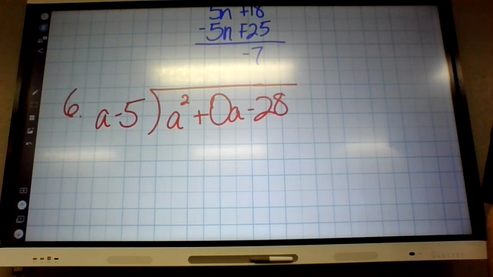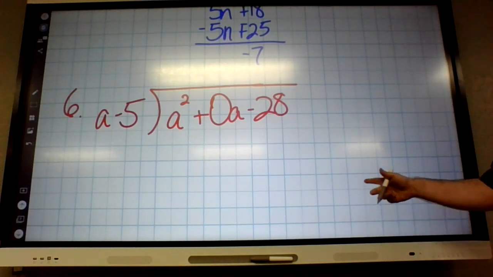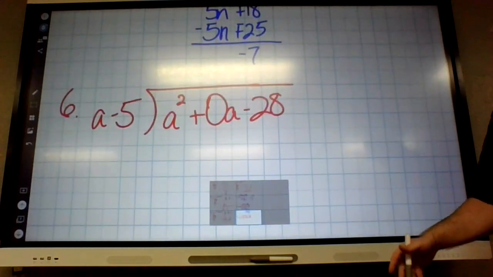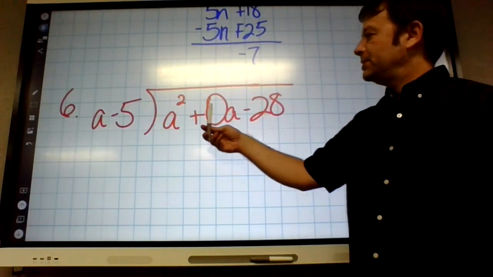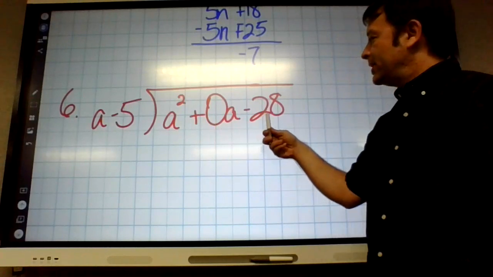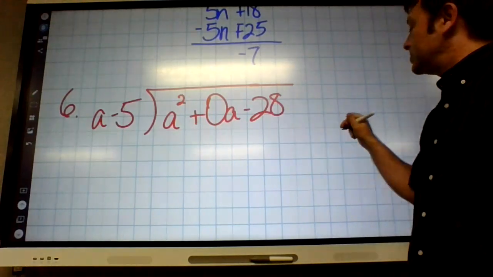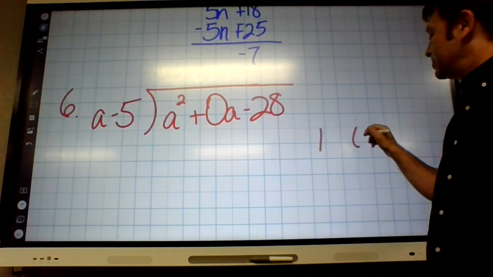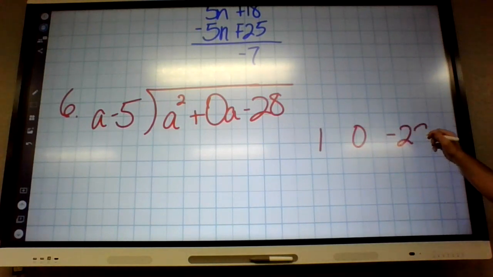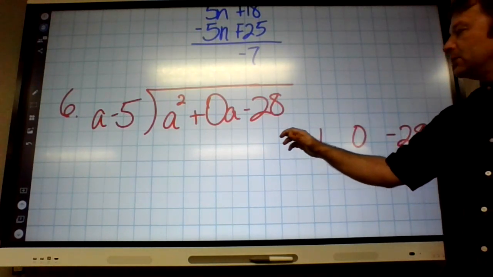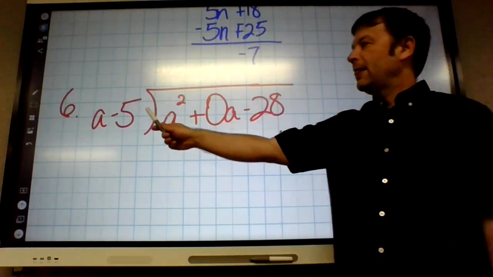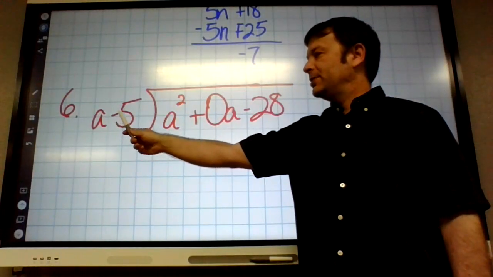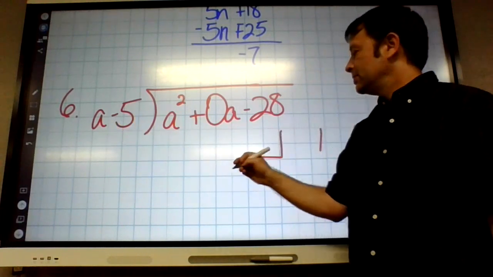However, I'm going to do synthetic division. You guys remember how that worked? You take your coefficients, your a, b, and c: 1, 0, negative 28. Even in synthetic division, you need a 0. And what do we put in the box over here? Positive 5. We always do the opposite of the divisor.